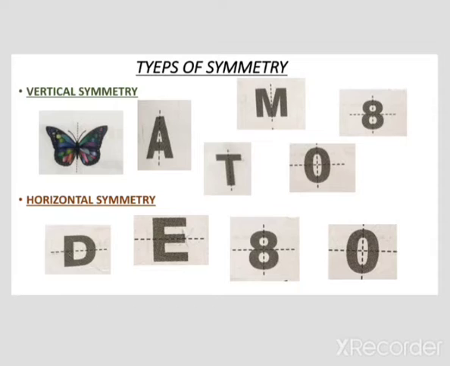Okay, now horizontal symmetry, a sleeping straight line that divides the shapes into two equal halves. This applies to the shapes, numbers, or the alphabets. Example, D, E, 8 or 0. So these are the vertical and horizontal symmetry.